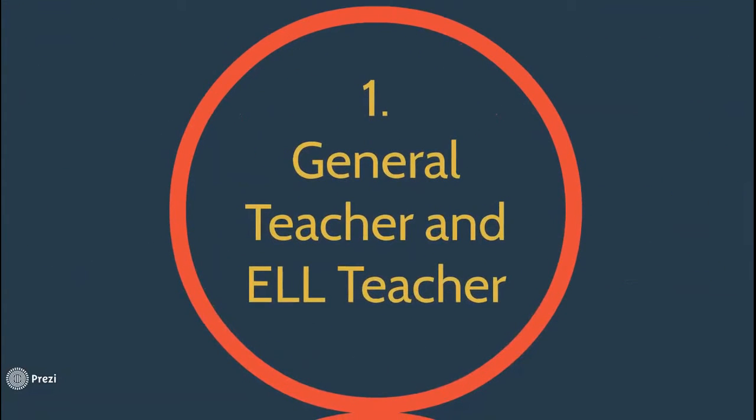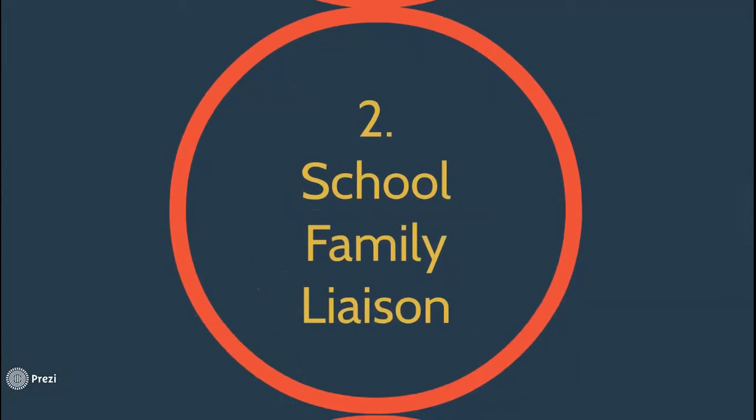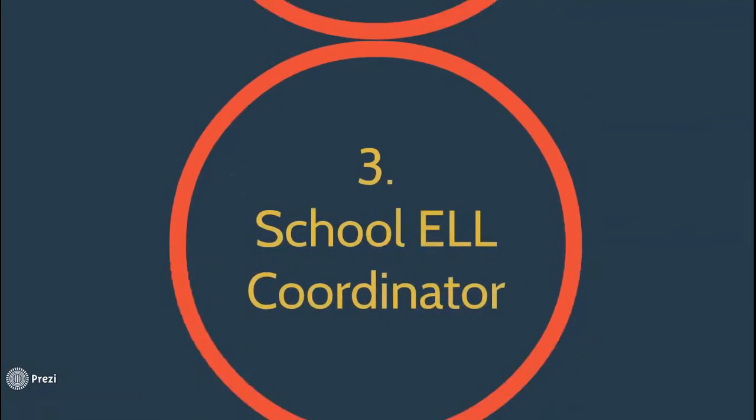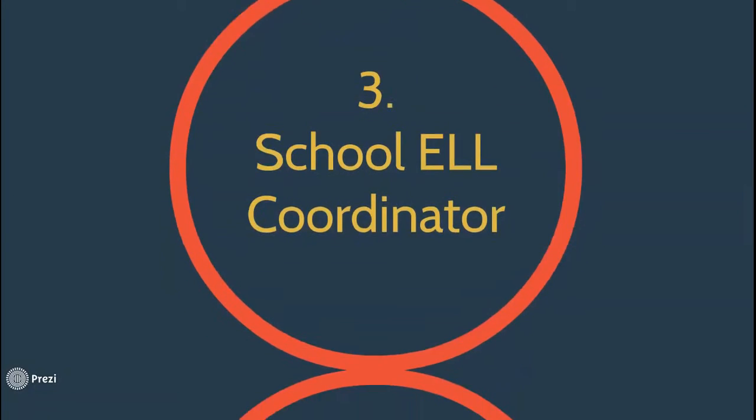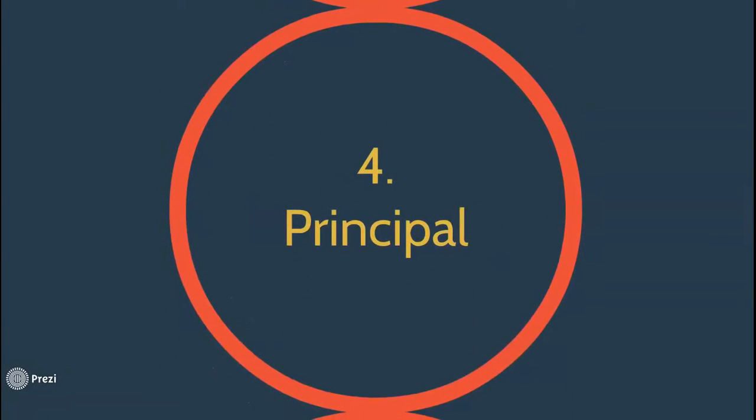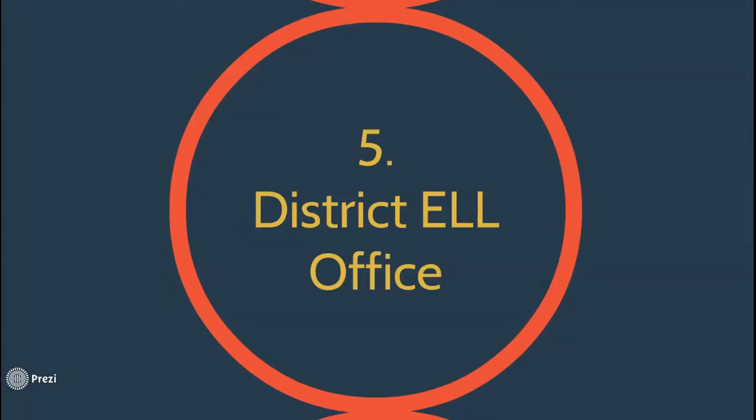If your child has one of these issues, you should first speak with your child's general education teacher and your child's English language learner teacher. If you feel more comfortable speaking in your native language with your child's teacher, you can ask the school for a translator. If the teachers are unable to help you, speak with the school or family liaison if your school has one. If the liaison isn't able to help you, speak with your school's English language learner coordinator if your school has one. From there, you can speak with your school's principal. Again, if you need a translator, request one.